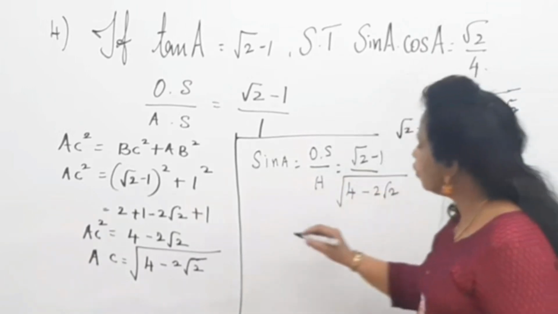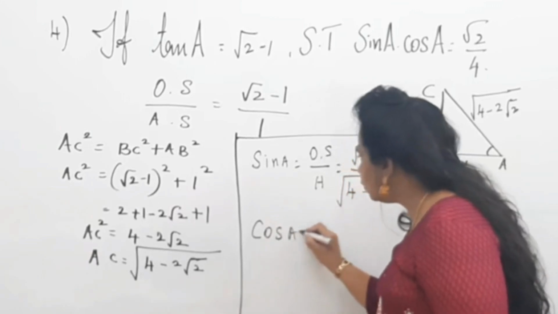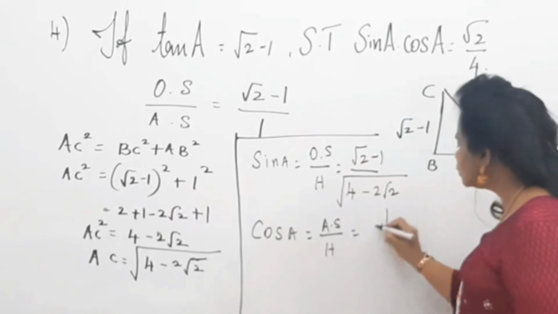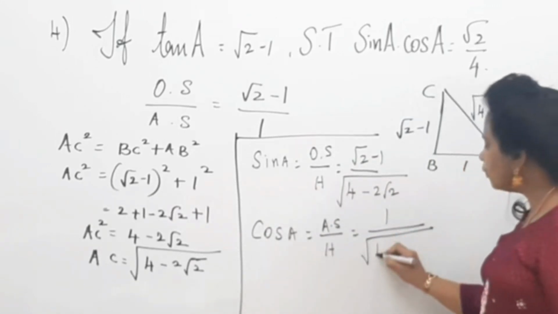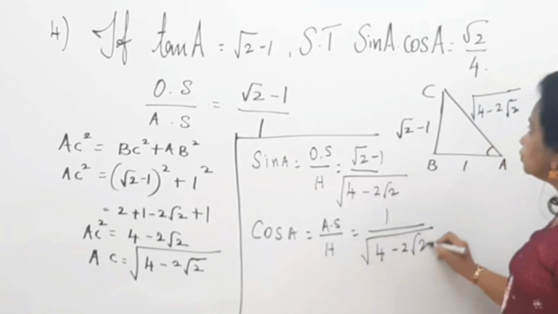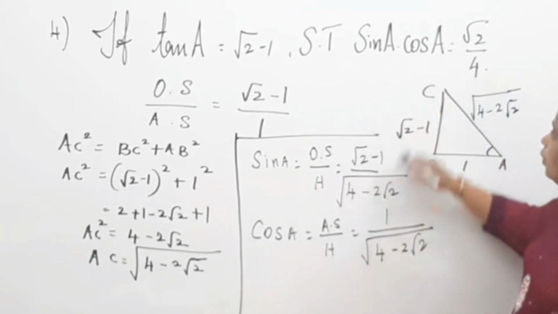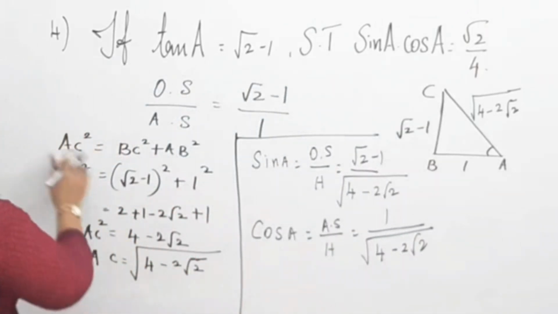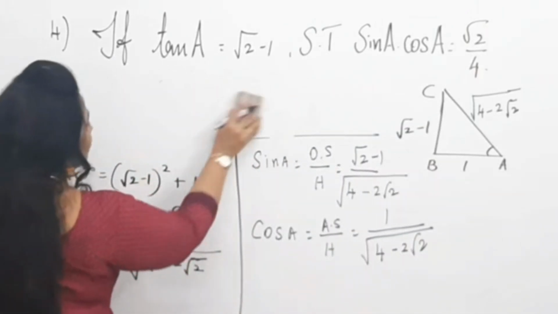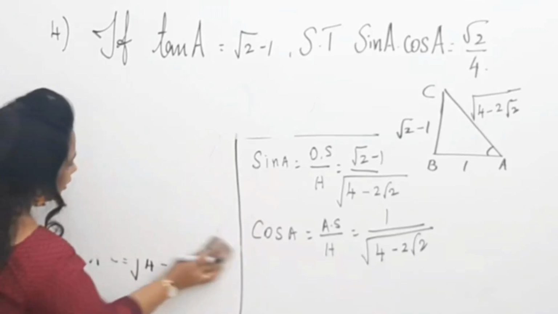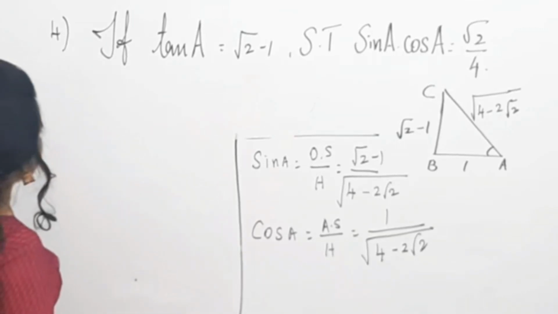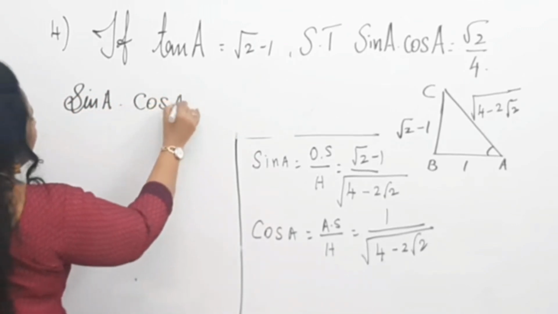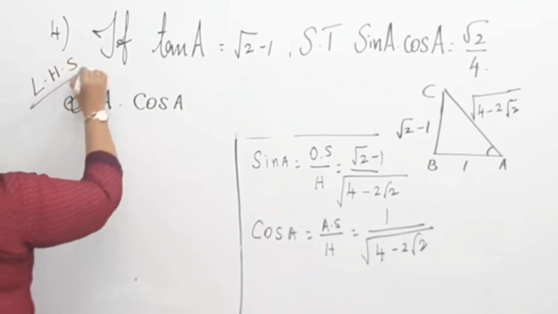And then I want my cos A. So cos A is equal to adjacent side by the hypotenuse. My adjacent side is 1 divided by square root of 4 minus 2 root 2. Now I have to multiply these two and I have to get my RHS as square root 2 by 4. So let me go and find my product. So I would have my sine A into cos A, which is my LHS.